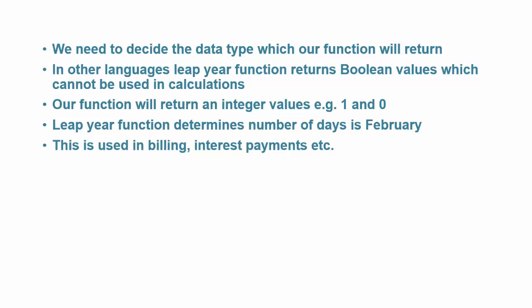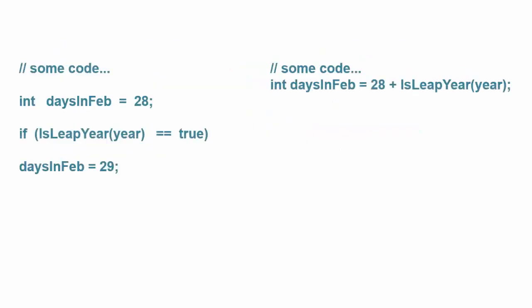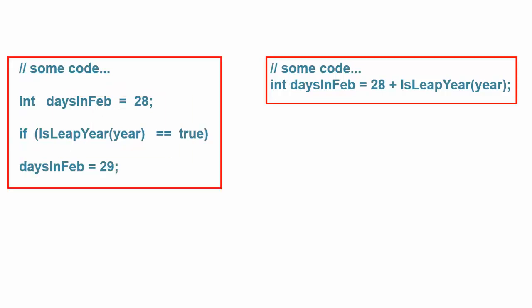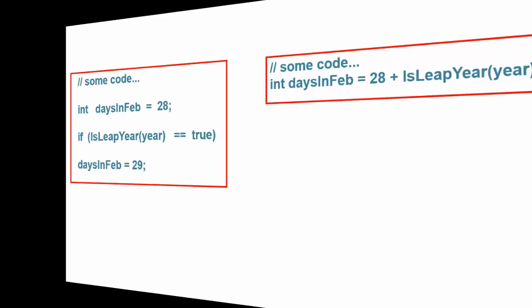Consider these two codes. Both of these codes determine the days in February based on the output from the is leap year function. But the first function returns a boolean value. As a boolean value cannot be used in calculation, we have to use an if statement to determine days in February. In the second code, an integer value is returned which can be used in calculation, and we do not need an if statement. You can see that the second code is much smaller than the first one. This is the reason we want our function to return an integer value.